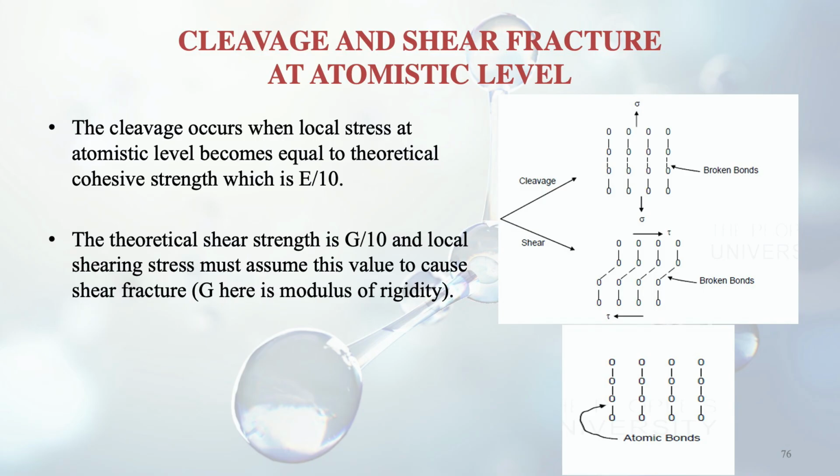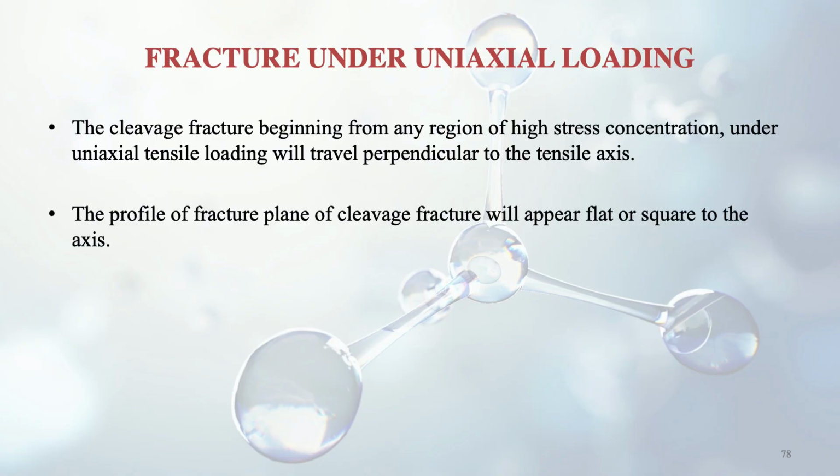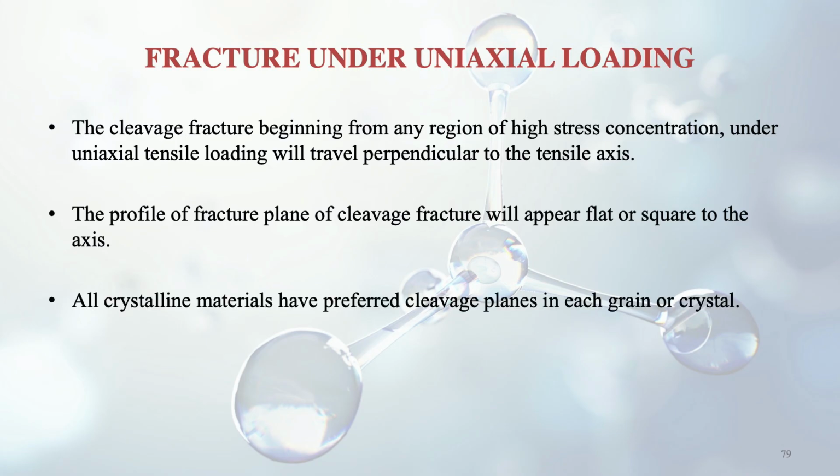Now we take the case of fracture under uniaxial loading. The cleavage fracture beginning from any region of high stress concentration under uniaxial tensile loading will travel perpendicular to the tensile axis. So suppose the tensile axis is like this, then your cleavage fracture will be moving in this direction, perpendicular to it. The profile of the fracture plane of cleavage fracture will appear flat or square to the axis. So from the outside it will appear flat or square. All crystalline materials have preferred cleavage planes in each grain or crystal.